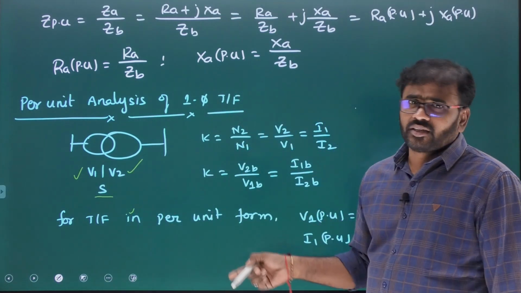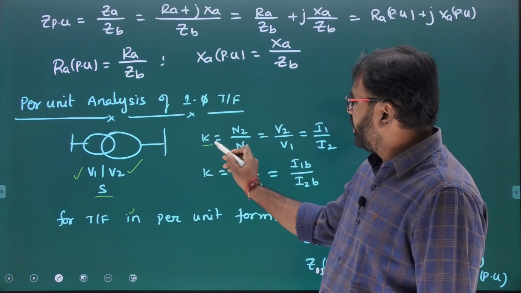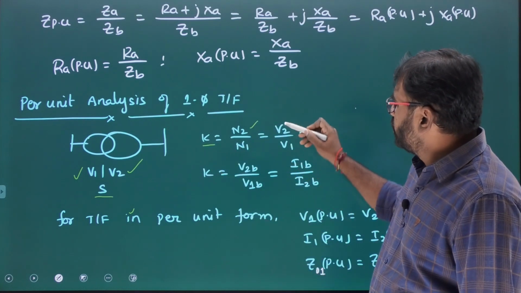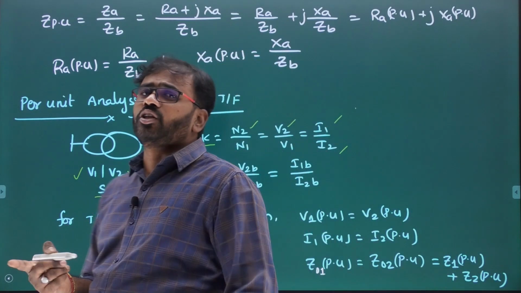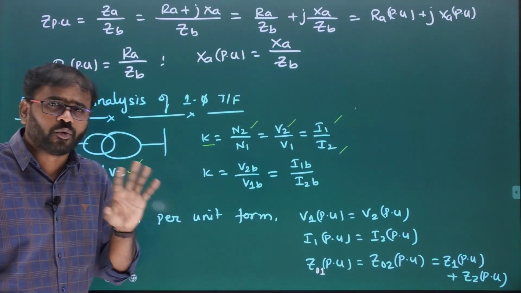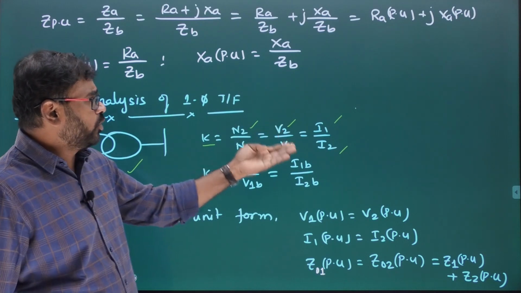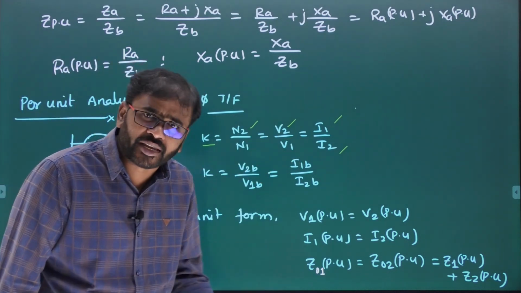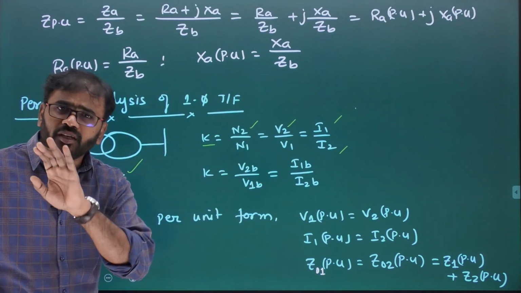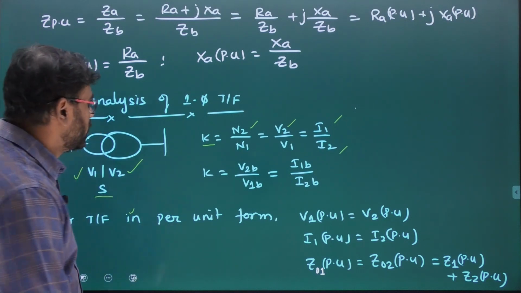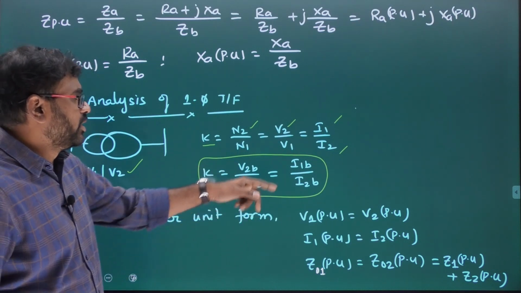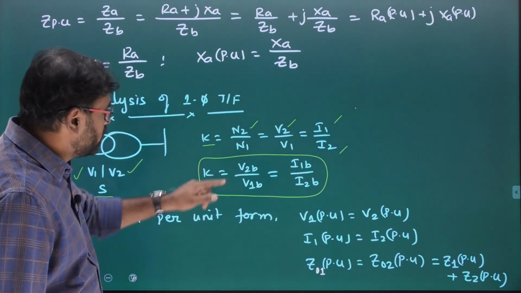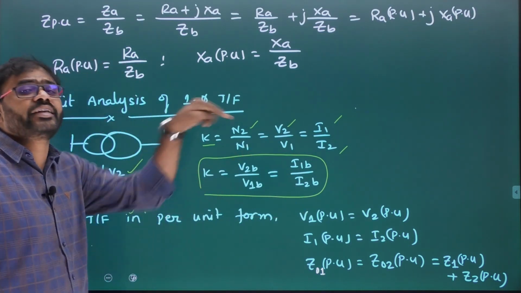Now what is the formula, sir? K equal to transformation ratio, which I can define as N2 by N1, V2 by V1, I1 by I2. The same transformation ratio is also valid for base quantities. The only difference is that the actual voltage has magnitude and phase angle, but the base voltage has only magnitude. That you have to notice. Now what is K in terms of base? V2 base by V1 base, I1 base by I2 base. That means you can write V2 base equal to K times the V1 base.